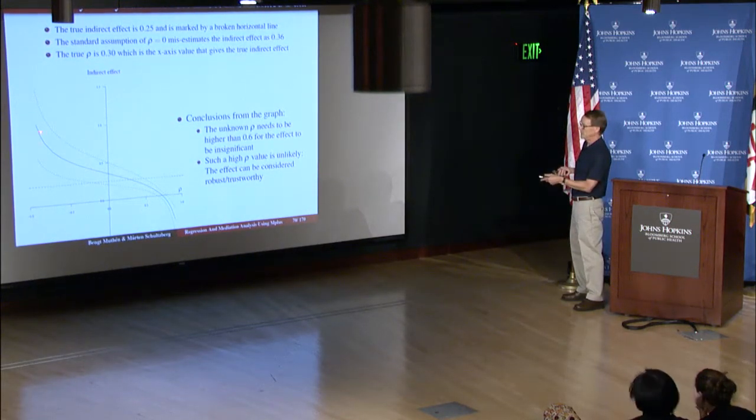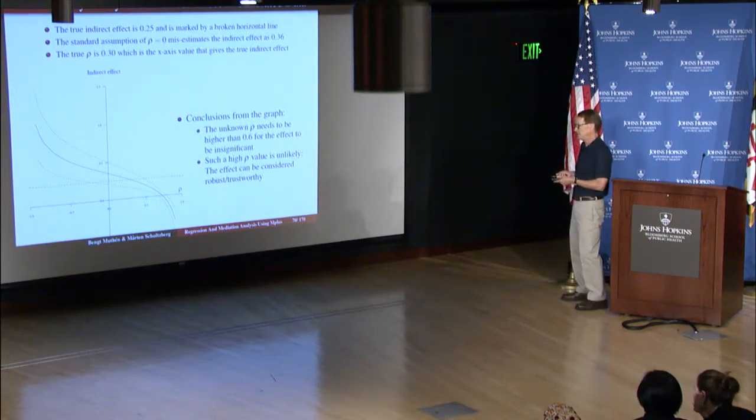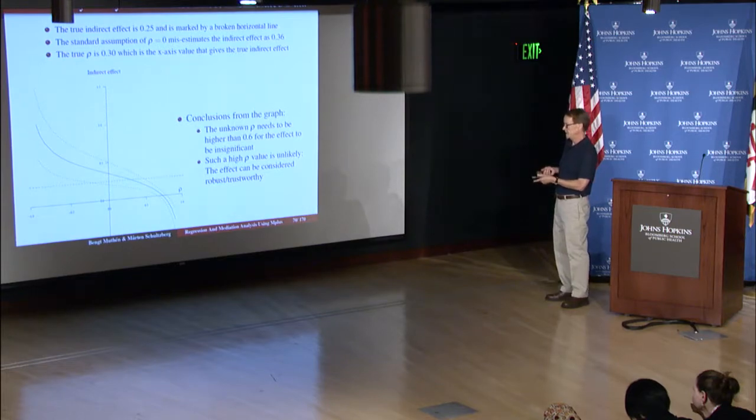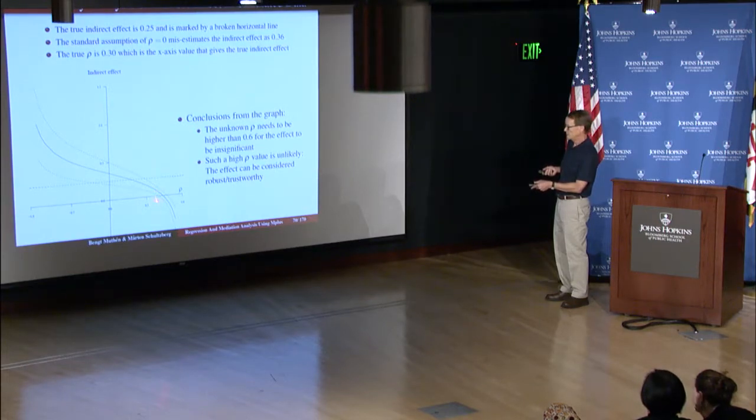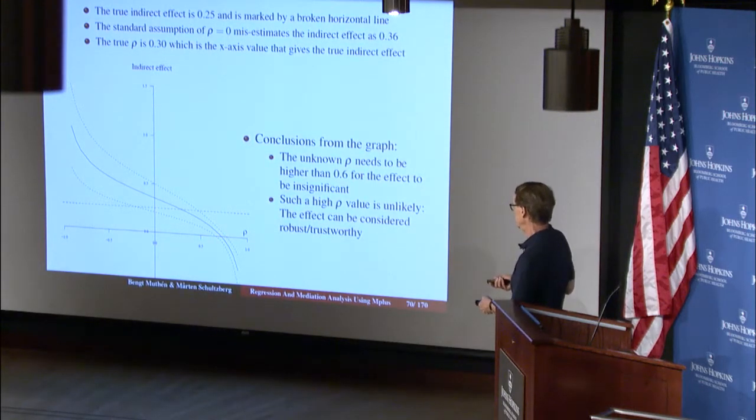So now, you look at this graph. You have the indirect effect values here. And you have the confidence intervals. And what you would want is an indirect effect that is, in this case, significantly different from zero. And you get that over here. But then here is where the lower confidence band hits an indirect effect of zero. So out here, for these high rho values, we cannot reject that the indirect effect is zero.